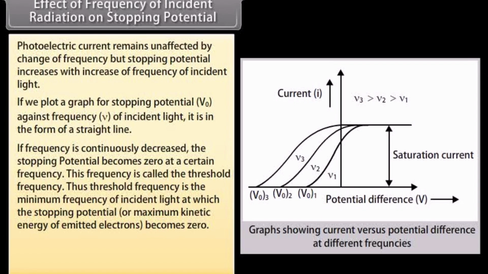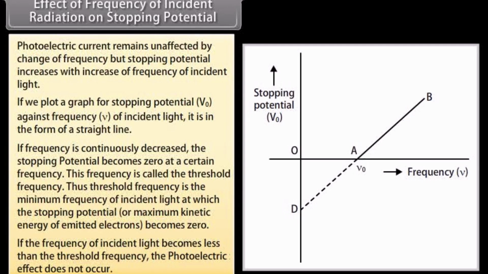Thus, threshold frequency is the minimum frequency of incident light at which the stopping potential or maximum kinetic energy of emitted electrons becomes zero. If the frequency of incident light becomes less than the threshold frequency, the photoelectric effect does not occur.